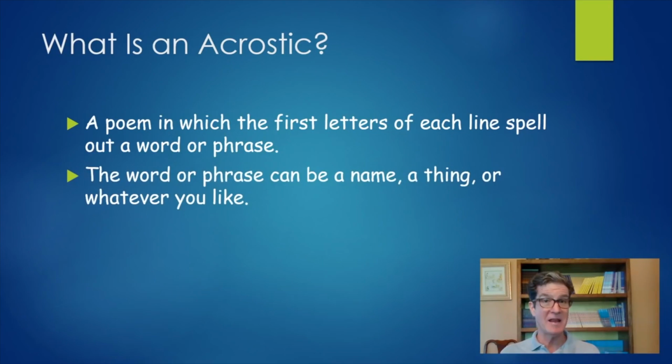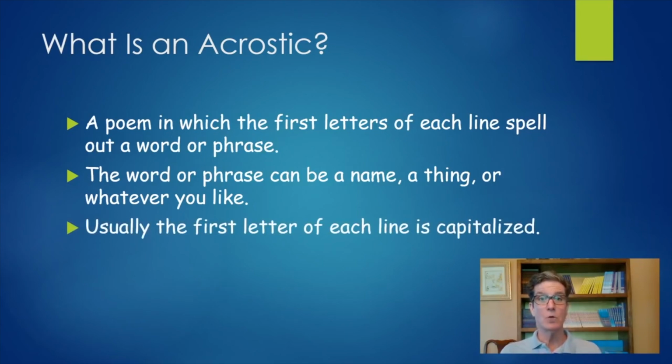It can be a name, it could be your name, someone else's name, it could be a thing, like, say, something that you like or something that you don't like, or a place, pretty much anything you like. Now, commonly, that first letter of each line is also capitalized. You don't have to do this, it is not a rule, but if you capitalize the first letters of each line, what that does is it helps your word or phrase stand out and be more easily seen. And so that will help people identify your poem as an acrostic poem.